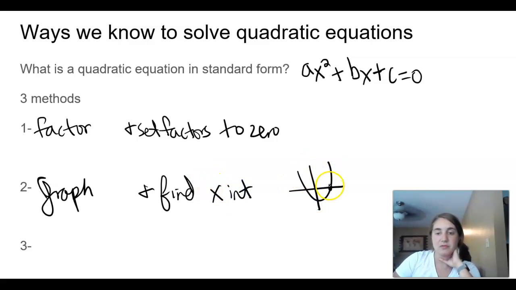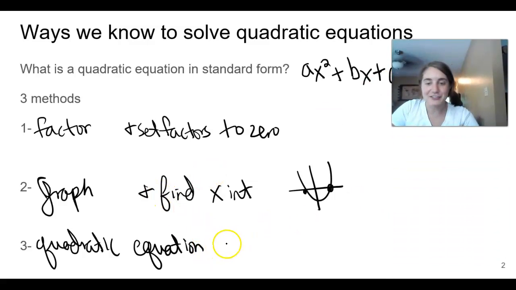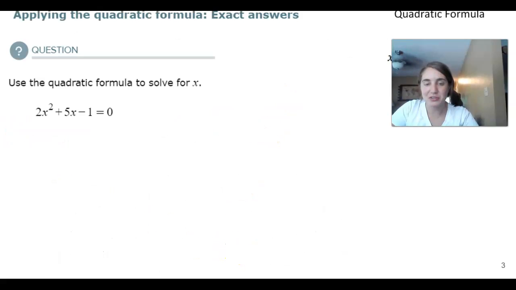Or we can use the quadratic equation. So today we're going to practice the quadratic equation. I'm going to sing a little song for you. It goes x equals negative b plus or minus the square root of b squared minus 4ac all over 2a. So there's that, and we're going to go ahead and practice that. That would tell us what x values make the equation equal 0.